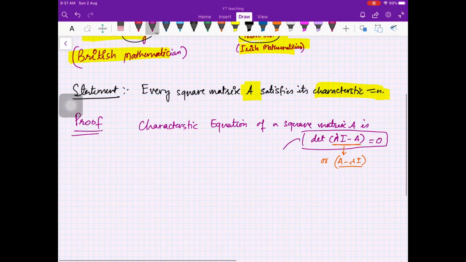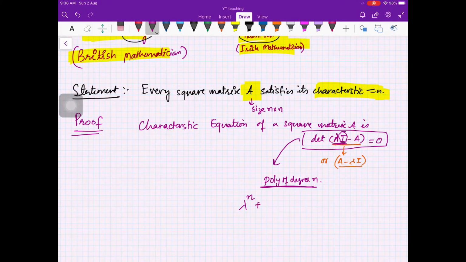So now you see, what is this? This is actually a polynomial of degree n. We know that if A is of size n cross n, then the characteristic polynomial is a polynomial of degree n. So I can write this left hand side as, and also the leading term will be lambda raised to power n. It is unique because you have the identity here. So this will look like lambda raised to power n plus some constant. This is a scalar from the field k.